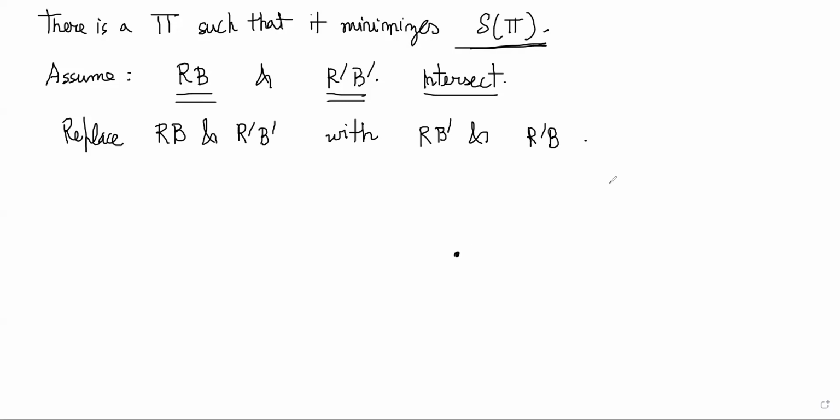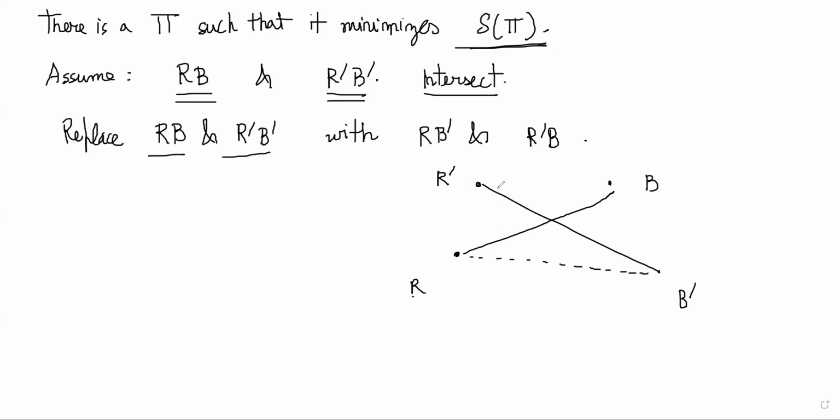So suppose this is my R and B and this is my R dash B dash, and suppose they were intersecting like this, right? So what we are saying is, if you have RB and R dash B dash in my minimum pairing, I could have replaced it with these two lines now, RB dash and R dash B.